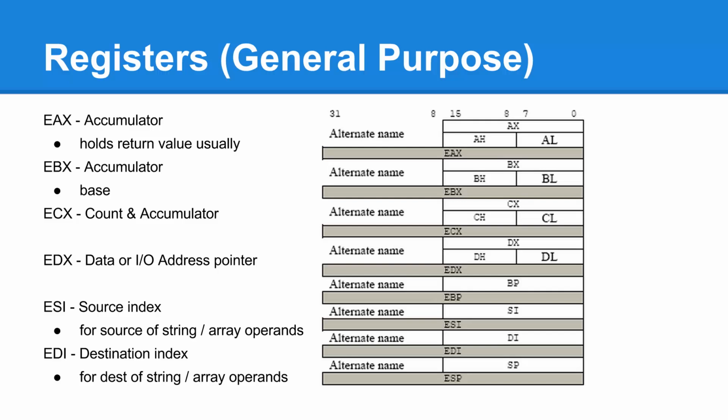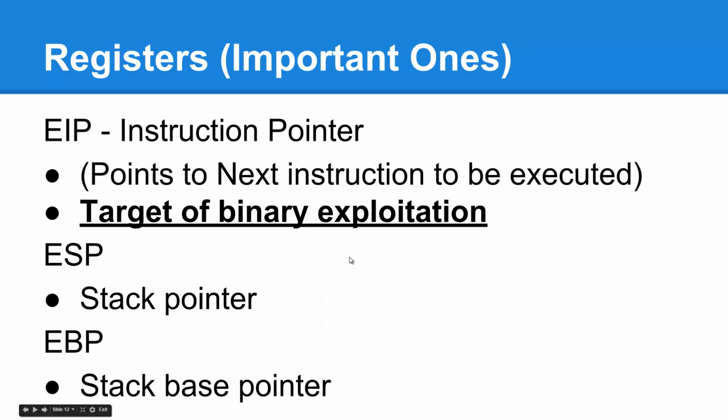ECX is commonly used as a counter. EDX is used as a data address pointer. ESI is, again, a source index, and EDI is a destination index for string operations. EIP is the most important register that you need to know about for the x86 architecture. It always points to the next instruction that is going to be executed by the processor, and it is the main target of modern binary exploitation. It is the main target of hackers.